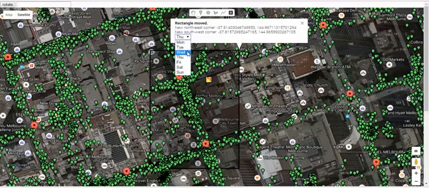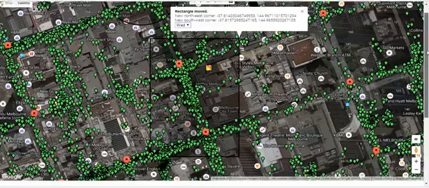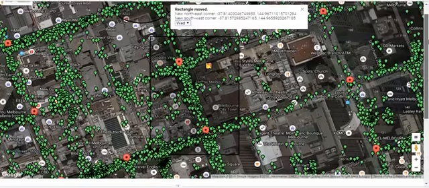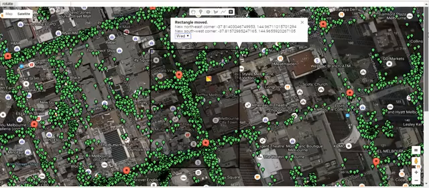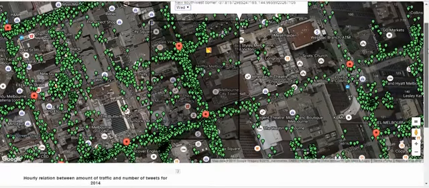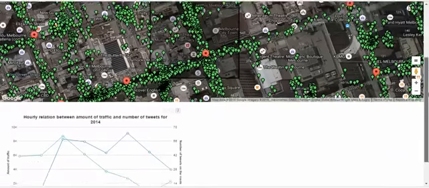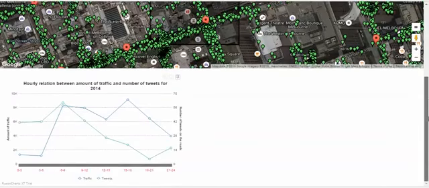So basically what we observed was that during office hours or busy times in the morning and evening, as the amount of traffic increases, the number of tweets also increases. So that was the correlation we have seen. So this is again for Wednesday.